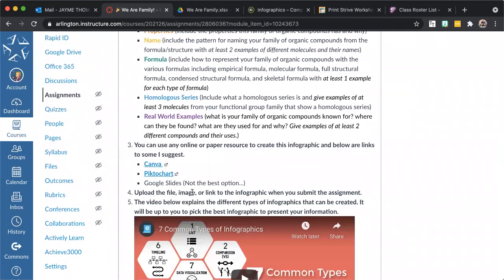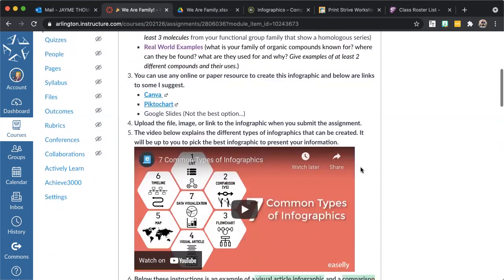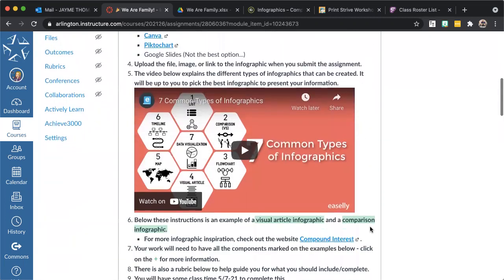So when you're finished, you will upload the file, image, or link. If you do it in Canva or PictoChart, you should be able to save the file of your finished product, and you should be able to upload that file here. Or if you do it on paper, you should be able to scan it using your scan app that you've been using for notes, and then upload that file here. And then everything below this really just goes over some more information.